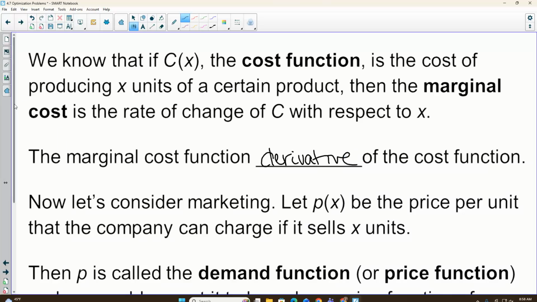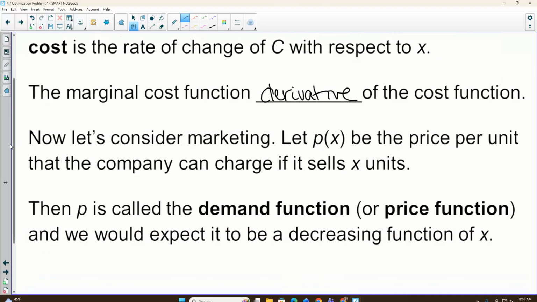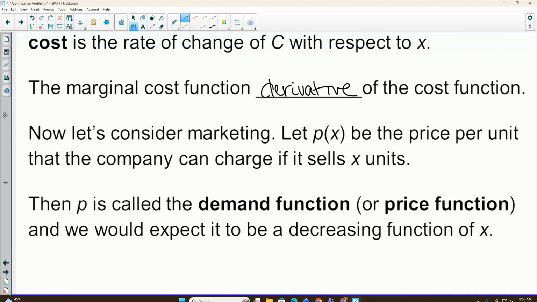Now, cost is like the expense for the person making it, okay? But we know in business there's more than just how much it costs you to make it. You have to decide what price you are going to charge other people for a good. So lowercase p is denoted as the price function. That's what you're selling it for. Sometimes that's also called the demand function. So either price or demand.